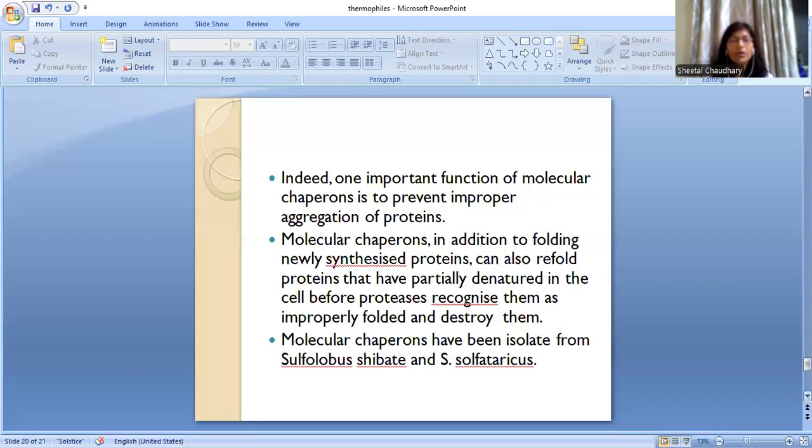So that is all about the molecular adaptation which is present in thermophilic organisms and hyperthermophilic organisms.